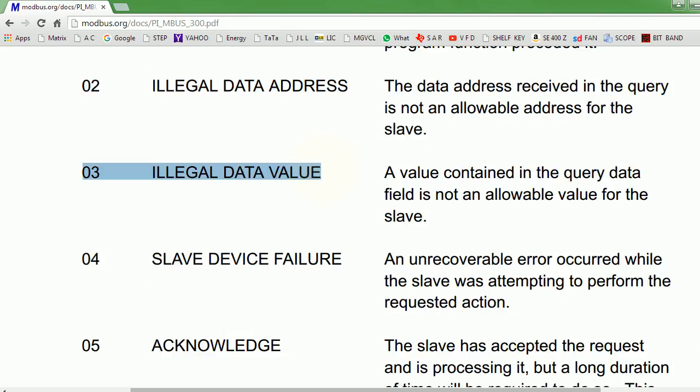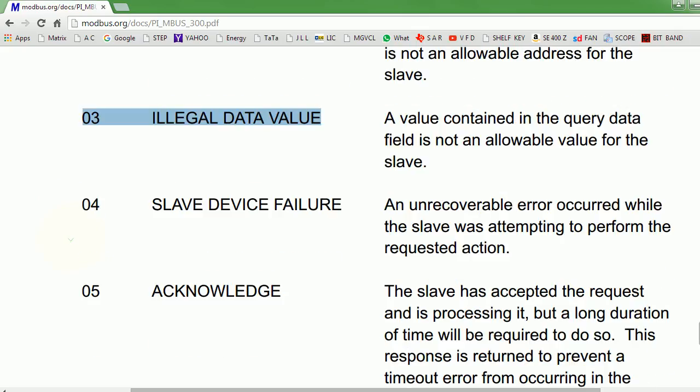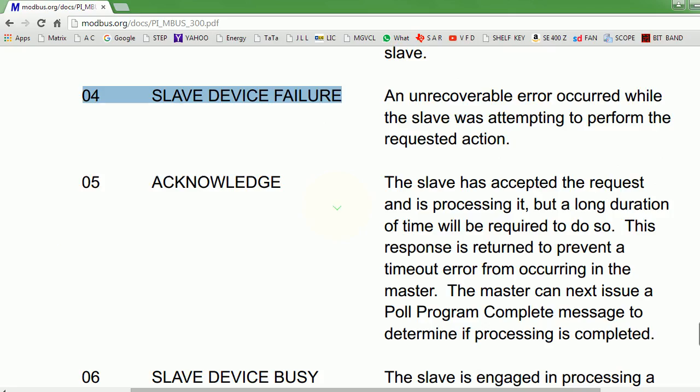03 is illegal data value. Probably your data type is not correct. Maybe the device is expecting a float value and you're trying to write a decimal to it, or maybe something else. You're trying to write an 8-bit value to a 16-bit register, something like that. 4 is slave device failure. I don't know, I've never seen this error.